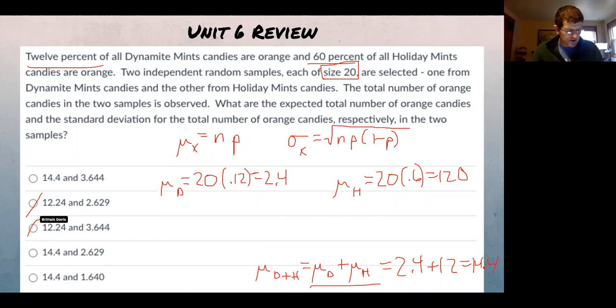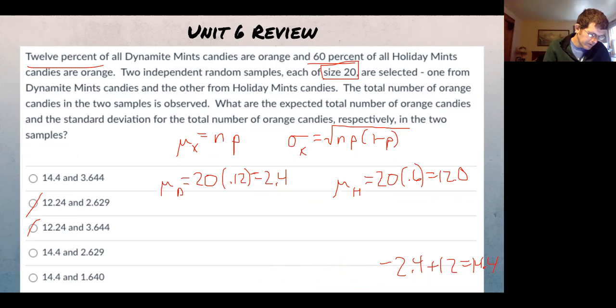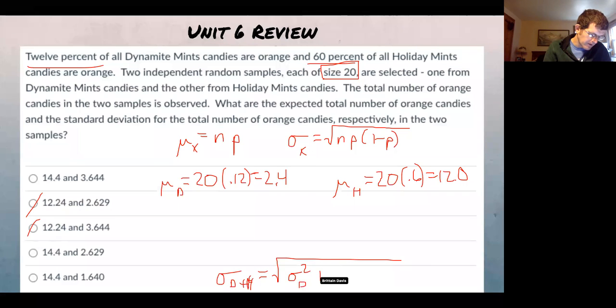So I've got three options with that as the mean. I need to find the standard deviation. And the standard deviation is a little bit trickier, maybe, or it's just a little bit more math required. And the standard deviation of dynamite plus holiday mints is going to be the square root of the variance of dynamite mints plus the variance of holiday mints. Okay, so I need to just figure out what this is.